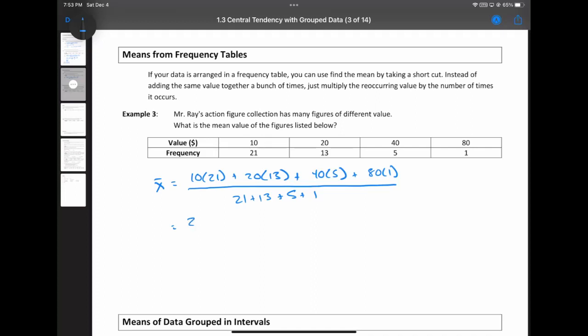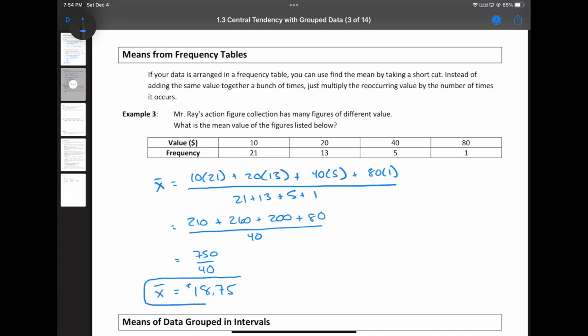Okay, so when I do this, I get 210 plus 260 plus 200 plus 80. And on the bottom, 21, 34, 39, 40. Okay, trusty calculator. 210 plus 260 plus 200 plus 80 is 750 divided by 40. And when I do that, I get 18.75. Okay, so a little under $20.